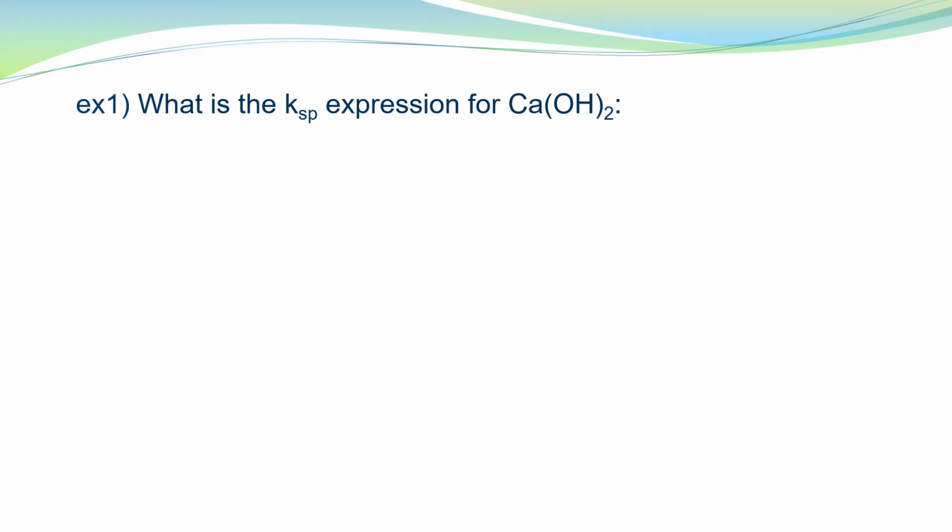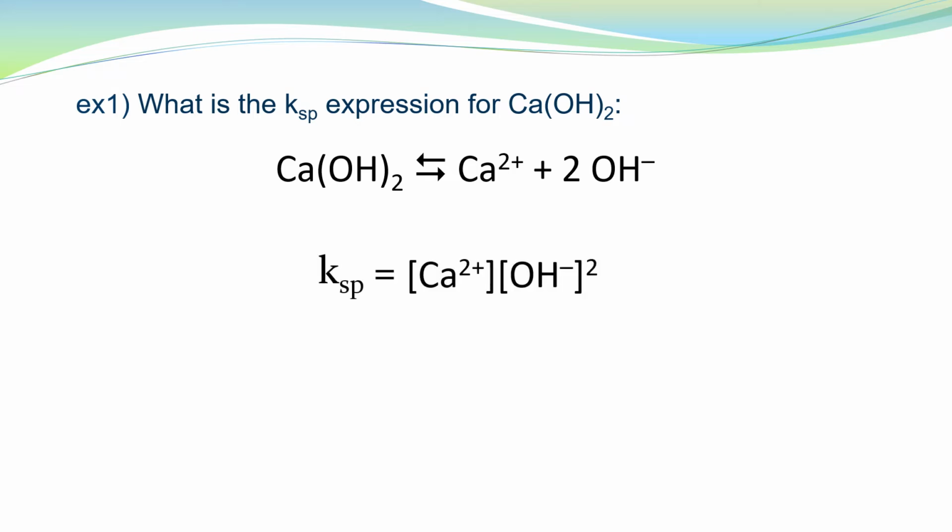Example 1, what is the KSP expression for calcium hydroxide? I make my balanced decomp reaction. KSP will then equal the calcium concentration multiplied by the hydroxide concentration squared. That's my cation times my anion. Either one is raised to whatever number was used to balance in the balanced decomp reaction.